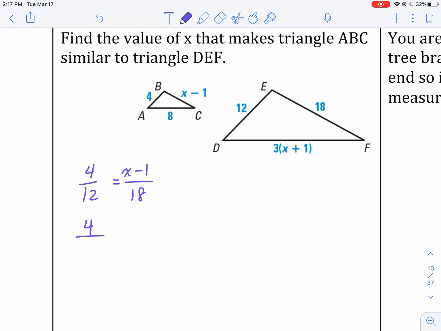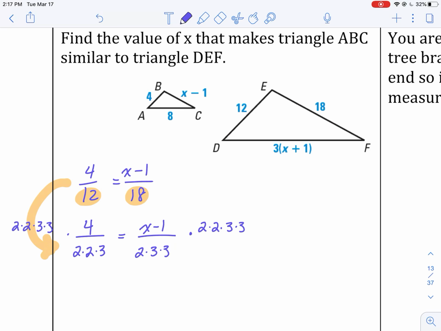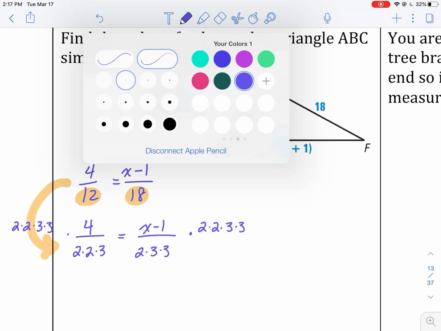I would first recommend going, okay, 4 over 2 times 2 times 3, which is 12, is equal to x minus 1 over 18, which is 2 times 3 times 3. So what did I do going from here to here? I prime factored my denominators. And then I'm just going to multiply both sides by what they have in common: 2 times 2 times 3 times 3. That's the least common multiple of my denominators.